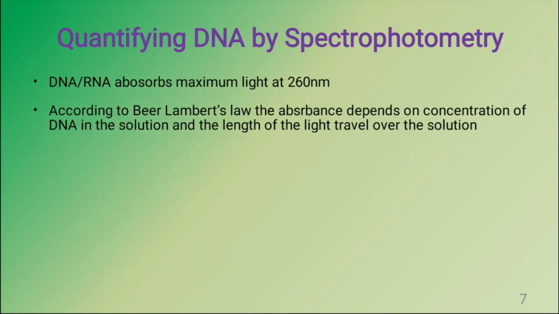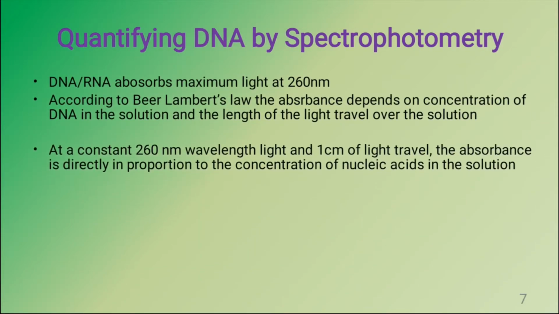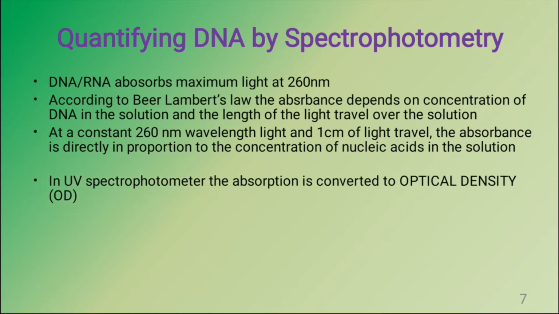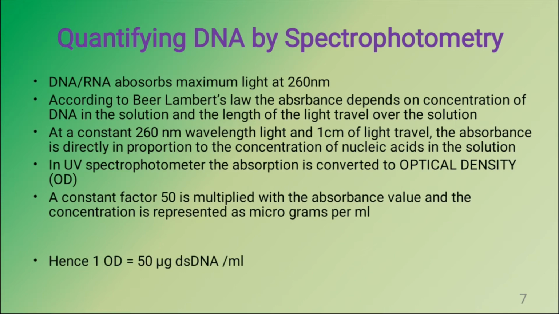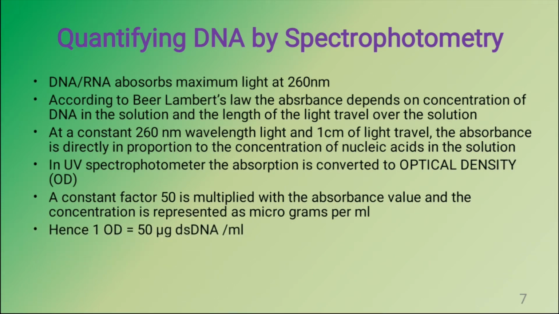Next, we will see how to quantify DNA using spectrophotometry and its basic principles. The nucleic acids absorb maximum light at 260 nanometer, and according to Beer-Lambert law, the absorbance depends on the concentration of the DNA and the length of the light traveled in the solution. At a constant 260 nanometer wavelength, make the light travel 1 centimeter of the solution. The absorbance is then directly related to the concentration of nucleic acids present in the solution.